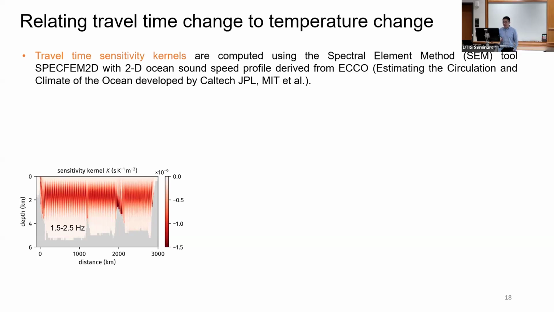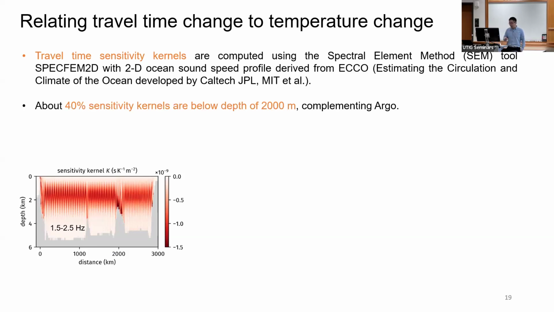And this figure gives us the simulated sensitivity kernels. You can see, as we expect, the high sensitivity kernels are concentrated in the ocean SOFAR channel, and they get muted at the top and bottom of the ocean. You can also see there are some oscillations here. These oscillations are due to the shallow bathymetry features here. They generate scattering waves. If we calculate the sensitivity kernels below 2,000 meters, it's about 40% of the sensitivity below that depth. That means our data well complements Argo data.